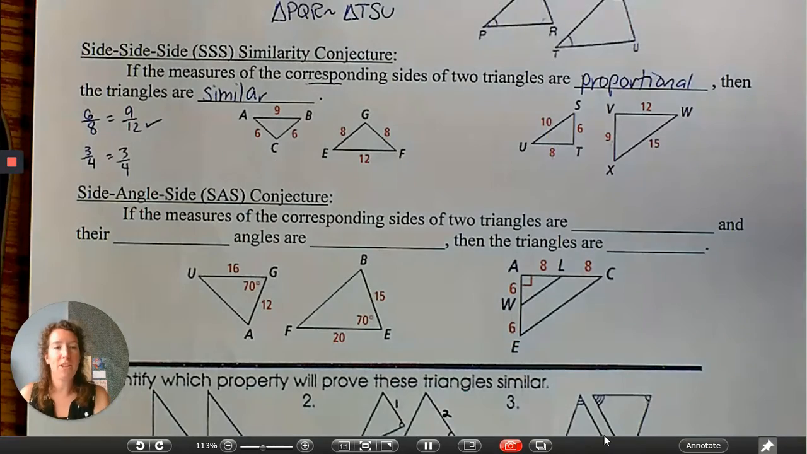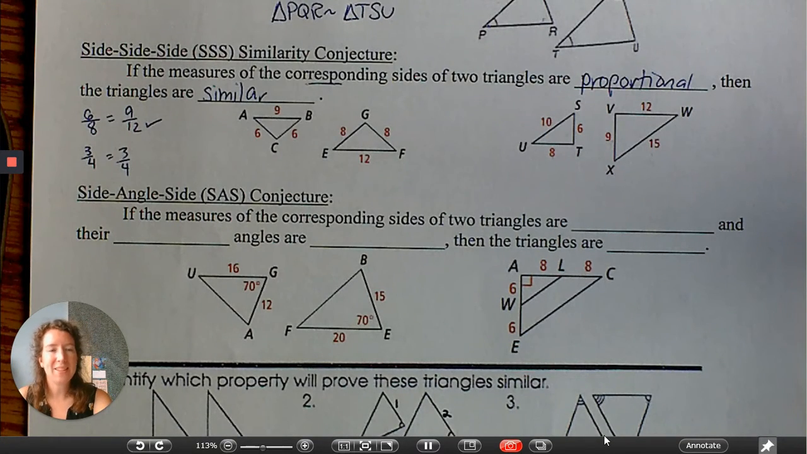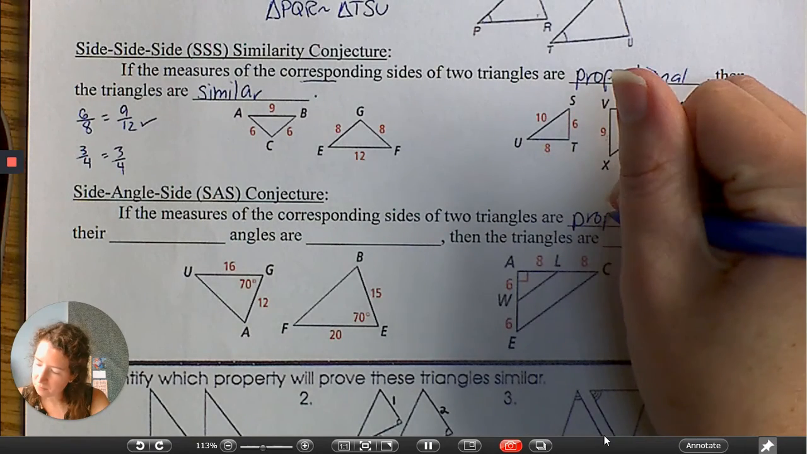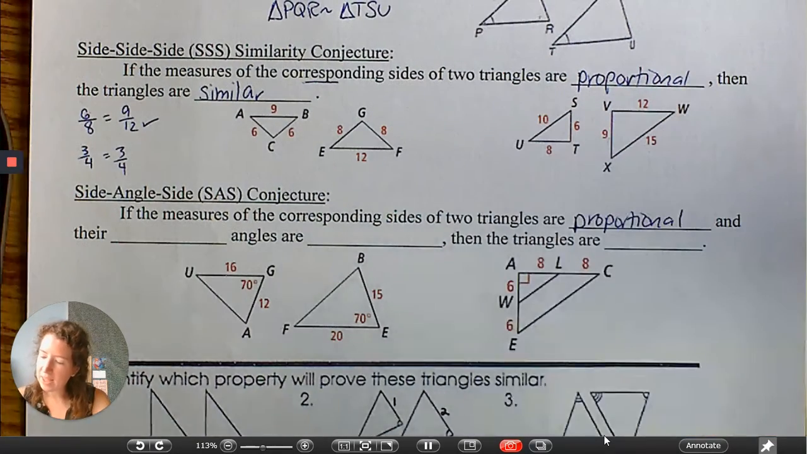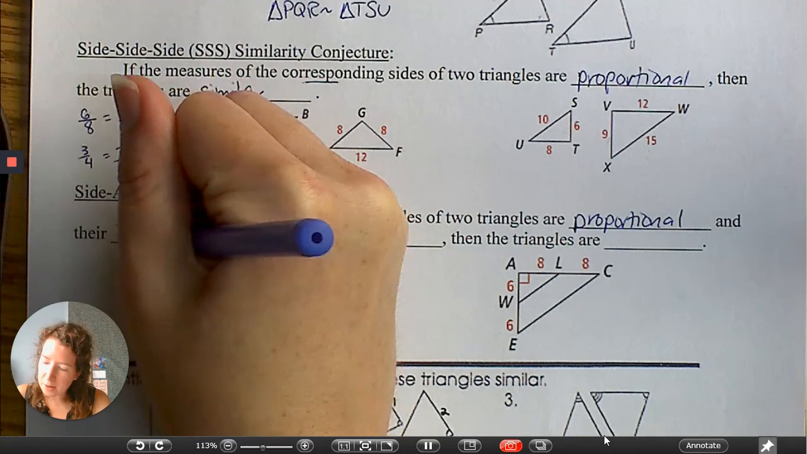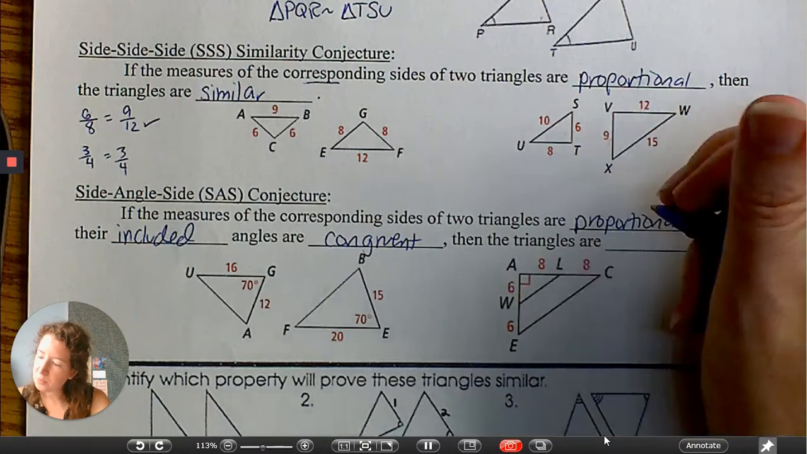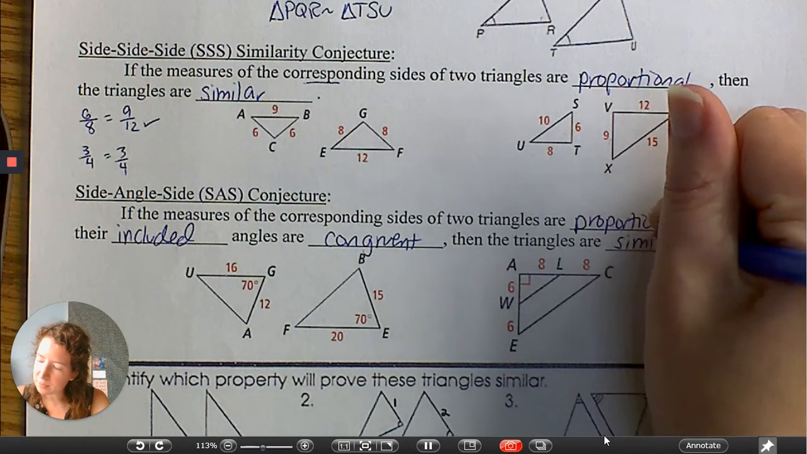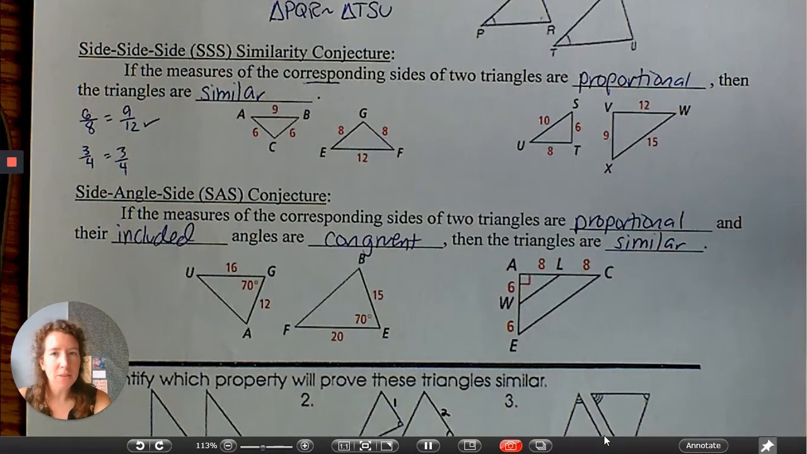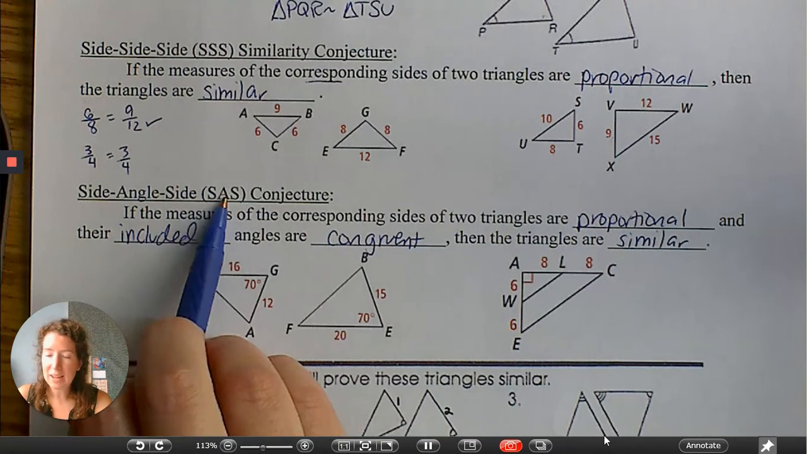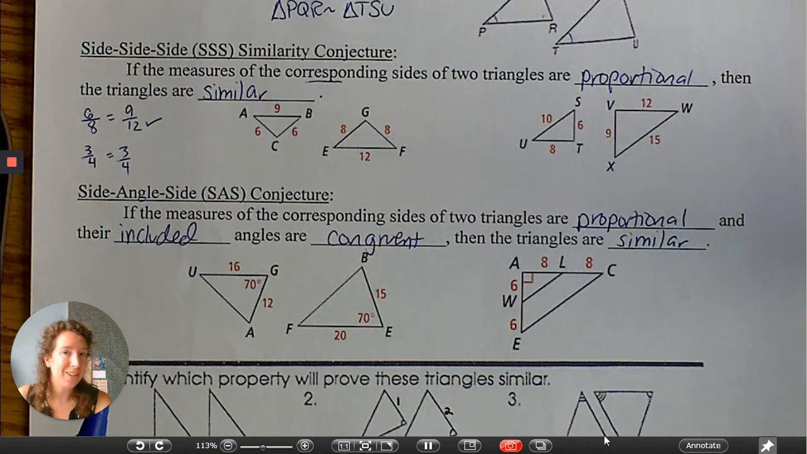The last one is going to be a combination of sides and angles, but it must be in this order: side, angle, side. Now, if the measures of the corresponding sides of two triangles are proportional, and their included angles are congruent, then we know that the triangles are going to be similar. It's all about the placement here. The angle has to be between the two sides. Otherwise, it wouldn't be SAS, it might be ASS, which is not a good word. We don't use that in geometry. So it has to be side, angle, side.